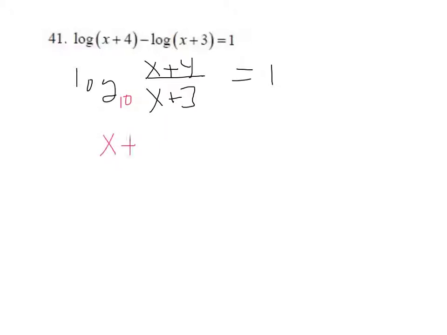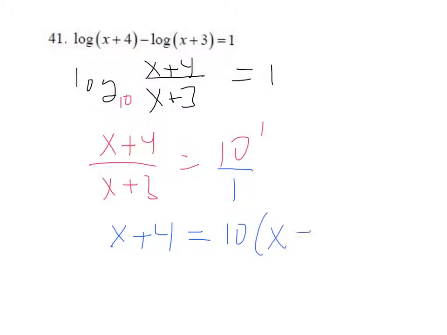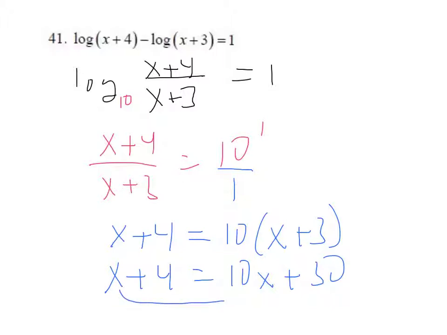So the (x plus 4) over (x plus 3) has to equal 10 to the first, because 10 to the first has to equal that expression. Okay, now what we can do is treat this as 10 over 1, and now we've got a proportion. I'm just going to write the cross products, and then distribute through that 10, and then combine like terms. I'm going to choose to move the x over with the 10 and the 30 over with the 4.